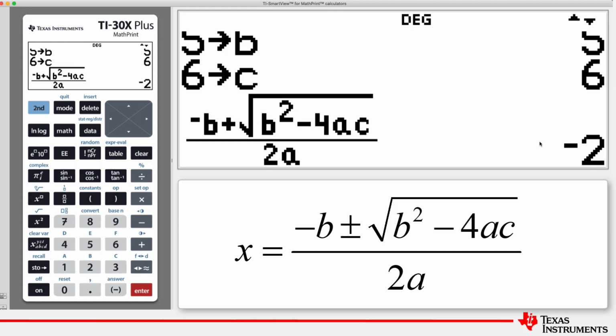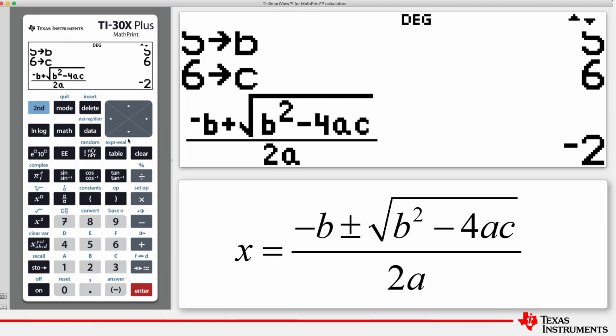Don't forget that we also need to find the other root, so recall the quadratic formula again. And now we will need to find the similar formula, but with this being negative. Now recall that you can copy and paste previous entries by highlighting the one that you want to copy down.